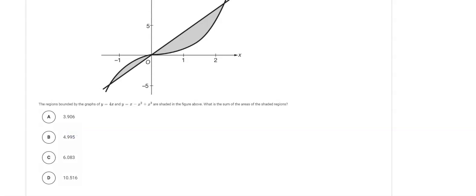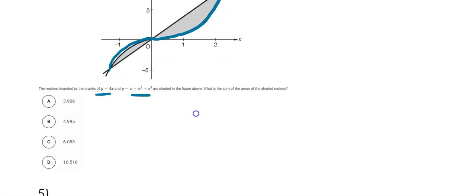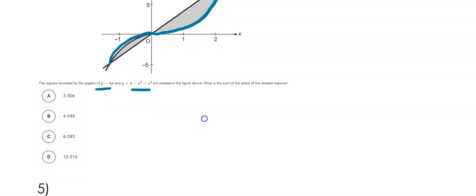It tells us that we've got these two shaded areas that are bounded by these two different functions, and it asks for the sum of the areas of the shaded region. We are actually going to have to do two different integrals here because on this interval the cubic is on top of the line, but on this interval the cubic is underneath the line, and so we've got to split that into two separate intervals.